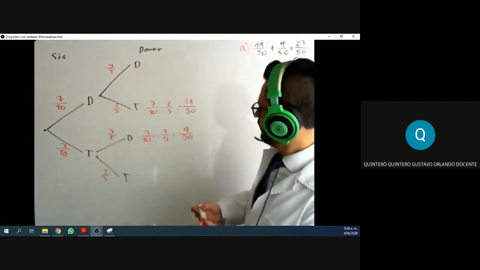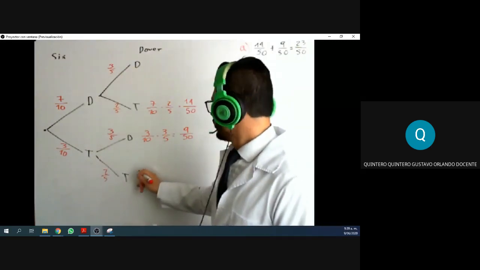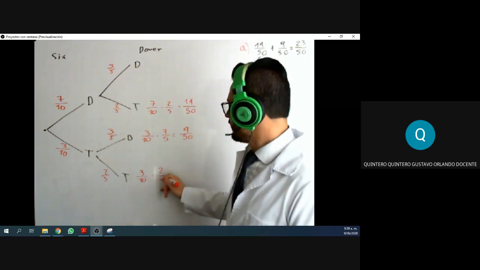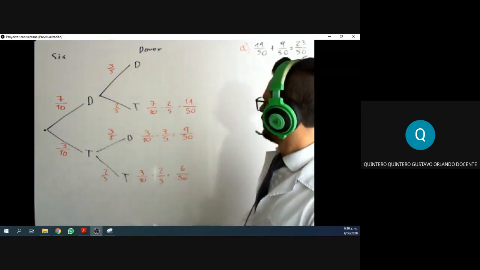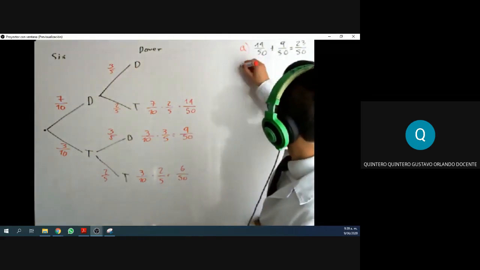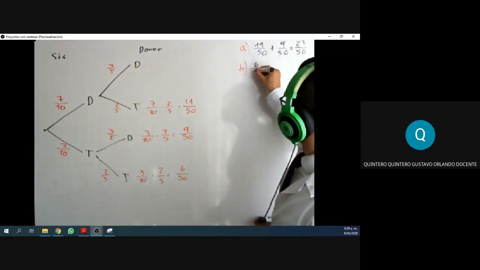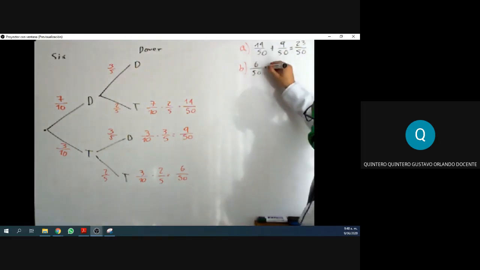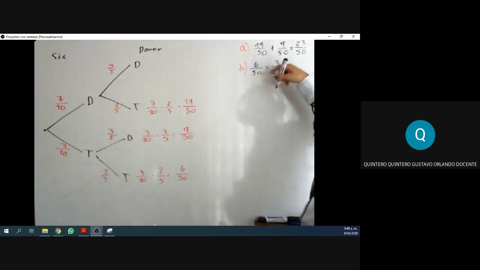So this row here, the probability will be 3 over 10 times 2 over 5. So this will be 6 over 50. All right. So we have our probability for the question B. A little bit easier, right? 6 over 50. That thing can be simplified as well. We can simplify this one. This is 3 over 25.